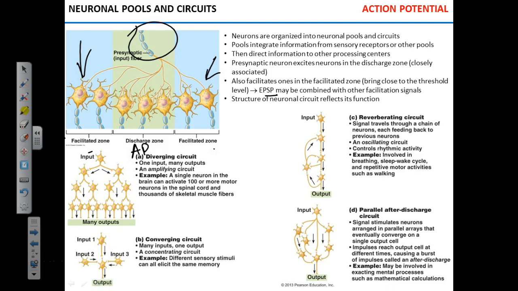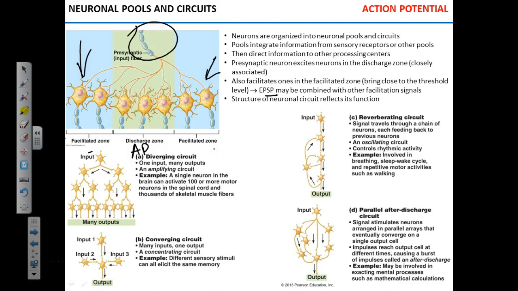Right? Like if I had a hose and started spraying you with water, people right in front of me would get soaked the most, but people on the sides would get some splashes as well. They wouldn't be soaked as much, but so that would be my discharge zone, that would be the facilitated zone.